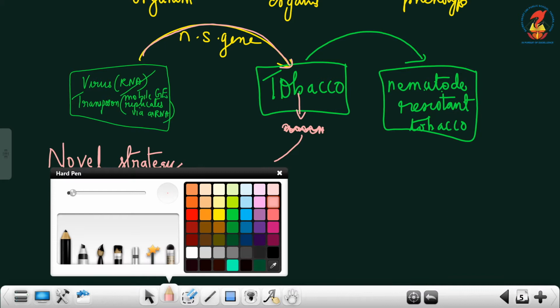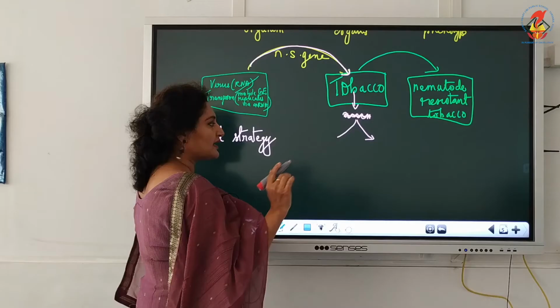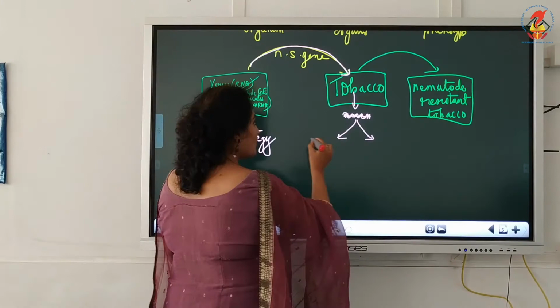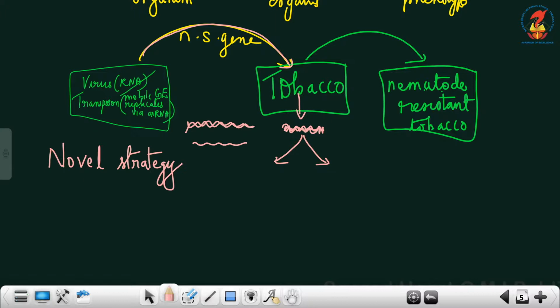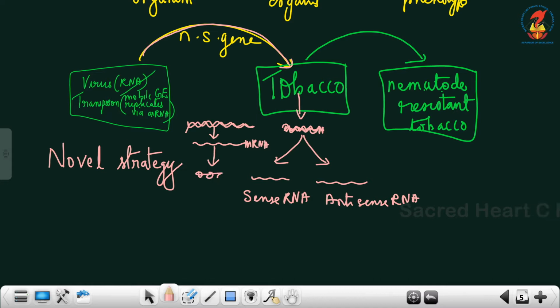We know genes transcribe into an mRNA, but here it transcribes from both the DNA templates. See, this is one DNA template and this is the other DNA template. Both the DNA templates get transcribed into RNAs. One is called sense RNA and the other RNA is called antisense RNA. Usually only one of the strands acts as a template for the synthesis of one RNA, and that RNA is called mRNA. This is the usual, and then this is translated into proteins. But it deviated from the usual. Both the strands act as templates to form two RNAs, sense RNA and antisense RNA.